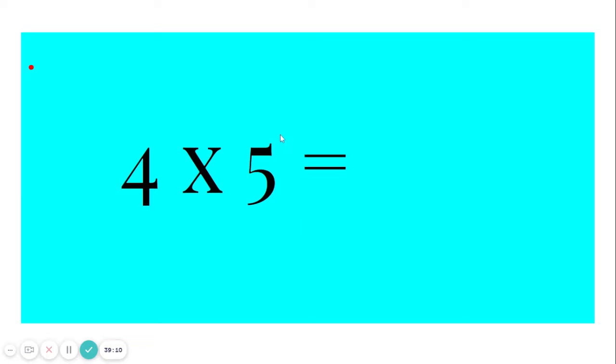4 times 5. Okay, you can do it 2 different ways. You can think of it as that, flip it around to a 5. What's the hand on the 4 when we're using the clock? Or we've got 4 5s. 5, 10, 15, 20.